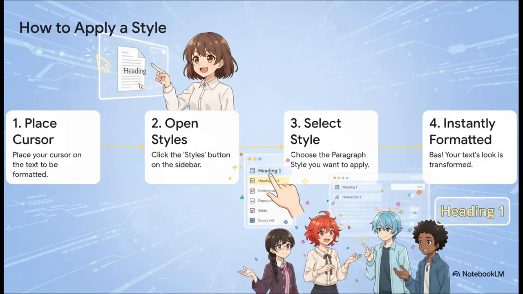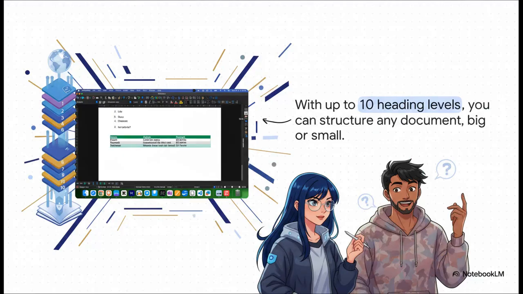And you won't believe how easy it is to apply a style. You just put your cursor on the text, pop open the Styles menu, and pick the one you want. Say, Heading 1. And, bah! That's it. Your text is instantly transformed. And this right here just shows you the kind of power you have at your fingertips. LibreOffice gives you up to 10 different levels of headings. I mean, think about that. That is more than enough to structure anything from a simple one-page report to an entire book.